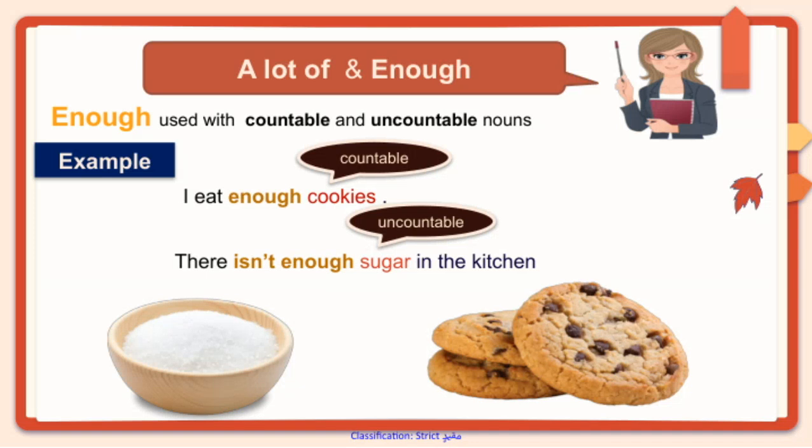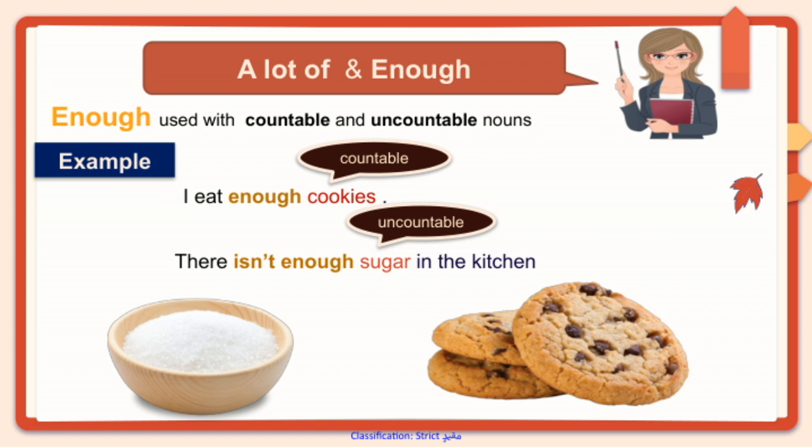Let's talk about how we use enough with different types of nouns. First, notice that enough can be used with both uncountable and countable nouns. For example, if I say, there isn't enough sugar in the kitchen, I'm using sugar, which is uncountable. It means I don't have enough of that substance. On the other hand, I might say, I eat enough cookies, where cookies are countable nouns. This shows that I have a sufficient amount of cookies to feel satisfied.